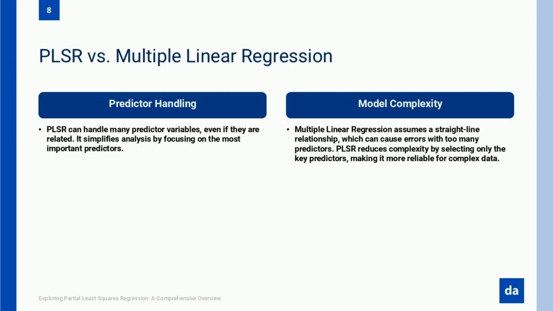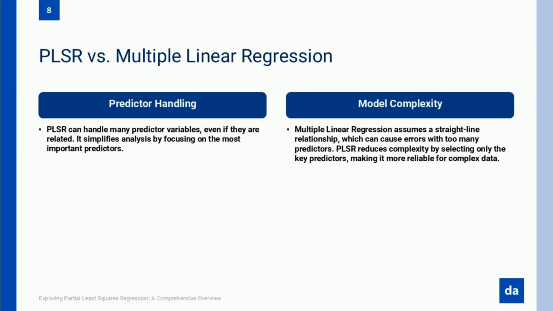Finally, prediction versus explanation. If your goal is to explain relationships clearly and directly, MLR is your guy. If you care more about accurate predictions and handling complex data structures, PLSR is the smarter pick. It's the difference between a professor giving you a detailed explanation and an AI that just spits out the right answer without telling you why.